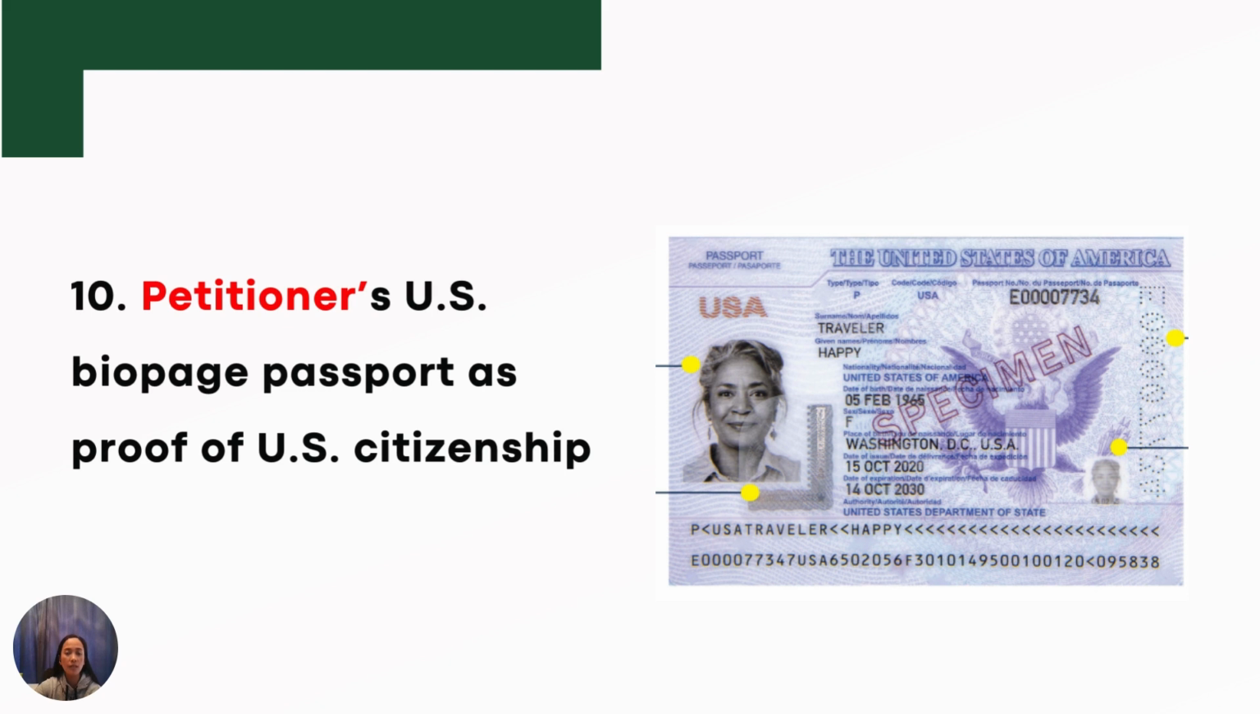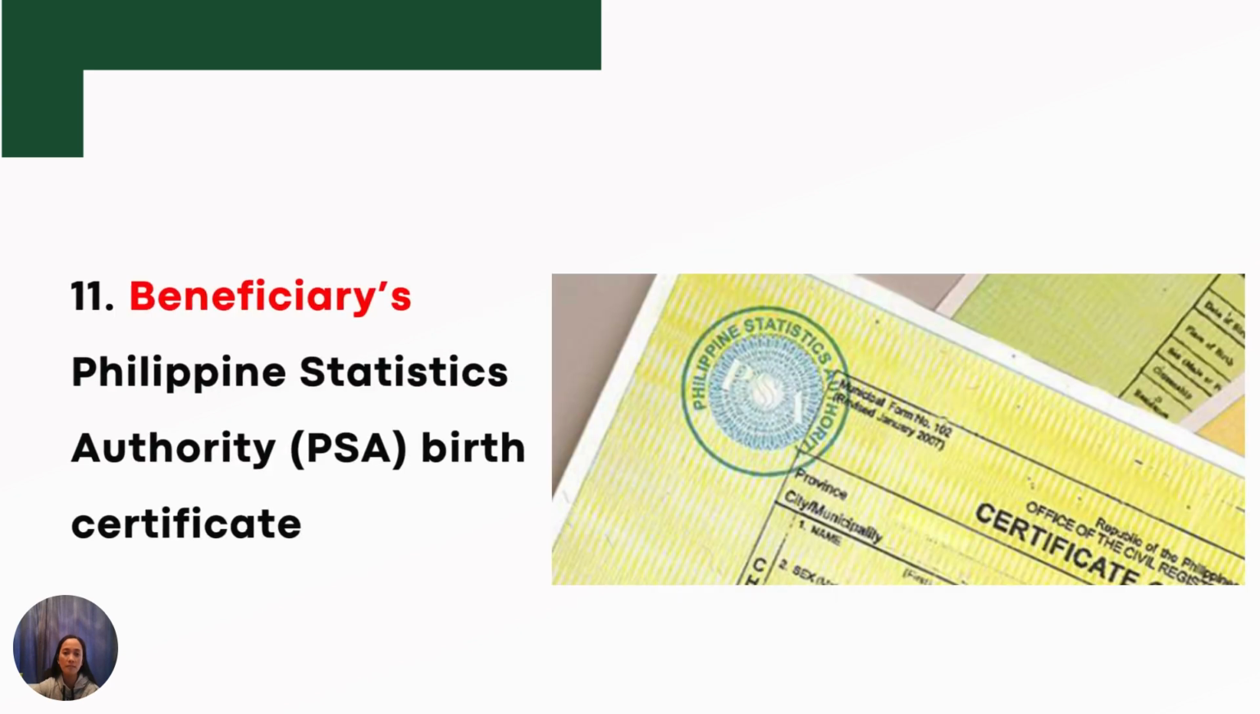Once you're done, you have to provide the petitioner's US passport bio page as proof of US citizenship. Aside from the passport bio page, you can also include the petitioner's birth certificate. Okay, you have the option. This is a sample of that. For the beneficiary, you have to provide a copy of the birth certificate.